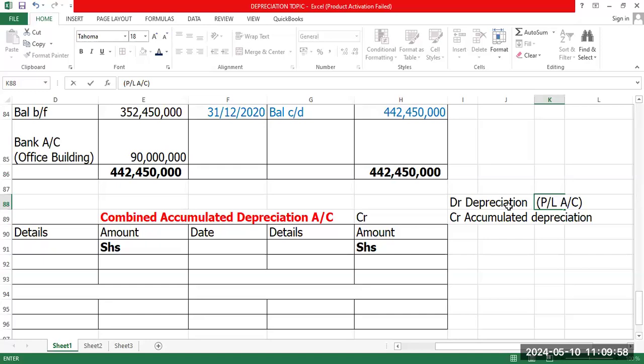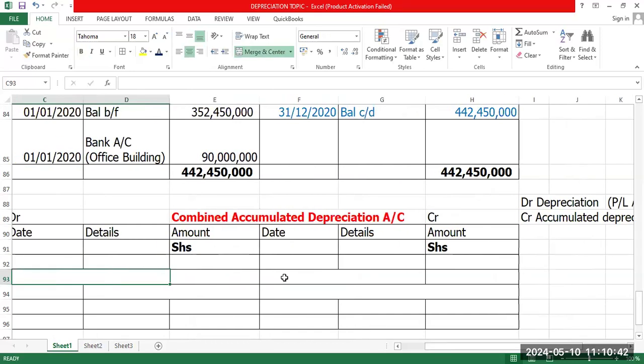Because we all know that if you debit profit or loss account, you're saying that the item is an expense. If we are debiting profit or loss account, we are saying that that is an expense. But if we are crediting profit or loss account, that is an income. So that's why we cannot credit profit or loss, because we know that depreciation appears in P&L as our expense.